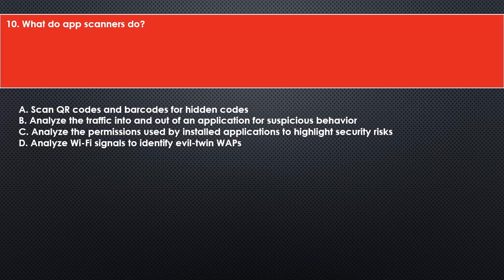10. What do app scanners do? A. Scan QR codes and barcodes for hidden codes. B. Analyze the traffic into and out of an application for suspicious behavior. C. Analyze the permissions used by installed applications to highlight security risks. D. Analyze Wi-Fi signals to identify evil twin WAPs.